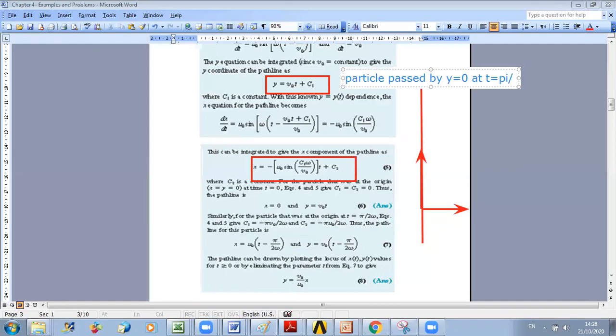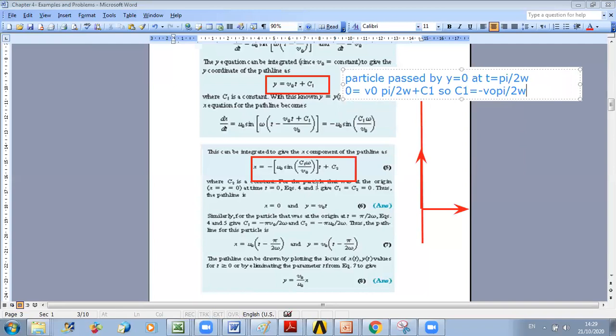So now I will just replace. If I apply the boundary condition to this equation, I get 0 is equal to v0 times pi over 2 omega plus c1. So I deduce that c1 is equal to minus v0 pi over 2 omega. And now I have found the value of my c1.